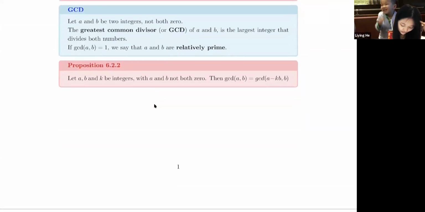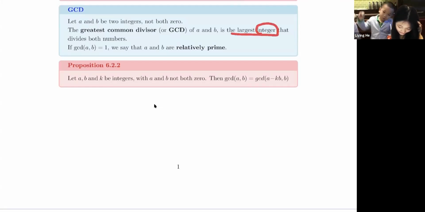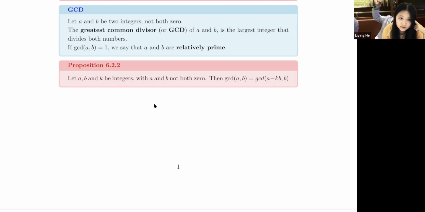GCD, the greatest common divisor, is the largest integer. Make sure it's integer. The largest integer that divides both numbers. So if GCD(A, B) equals 1, then we say A and B are relatively prime. I'm sure you guys know this already as well, so I don't want to talk too much about this. But there is one question I want to ask.